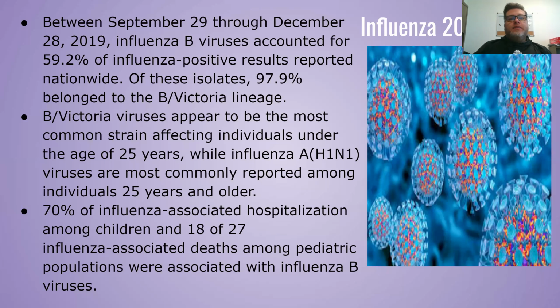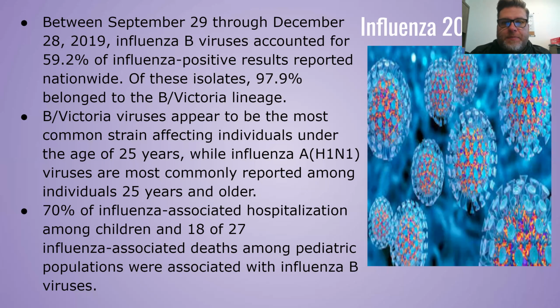Now, in 2019, we saw something different. We saw that the main strain of influenza, and if you got the flu last year, chances are you had influenza B, the Victoria lineage. And that was odd because typically we don't see B having a huge epidemic impact.